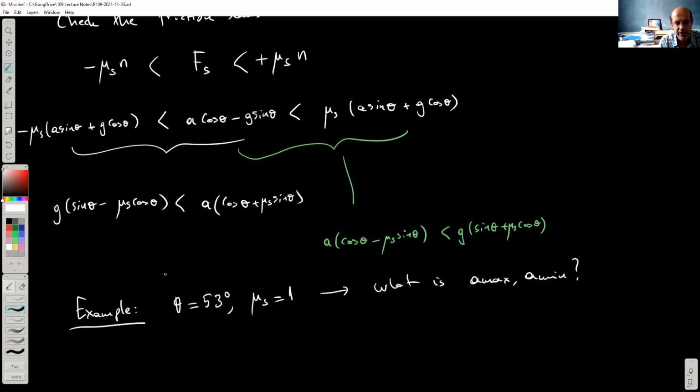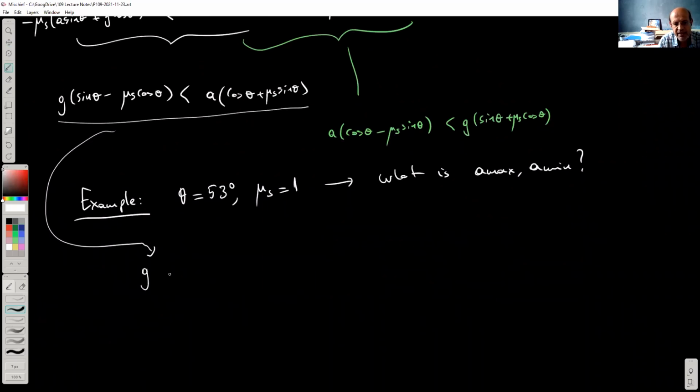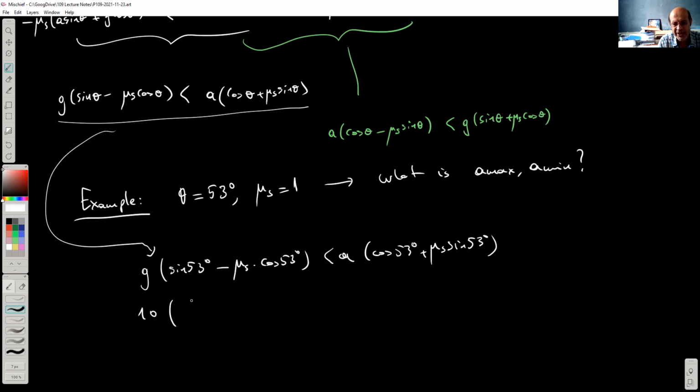So the first inequality is this. I'm just going to write them down here. We have g times sine of 53 degrees minus μs times cosine of 53 degrees, which should be less than a times cosine of 53 degrees plus μs times sine of 53. Don't worry about this, I'm just going to insert the numbers. So g is 10, sine 53 degrees is 4/5, μs is 1, and this is 3/5. And here, this is 3/5, this is 1, and that's 4/5.